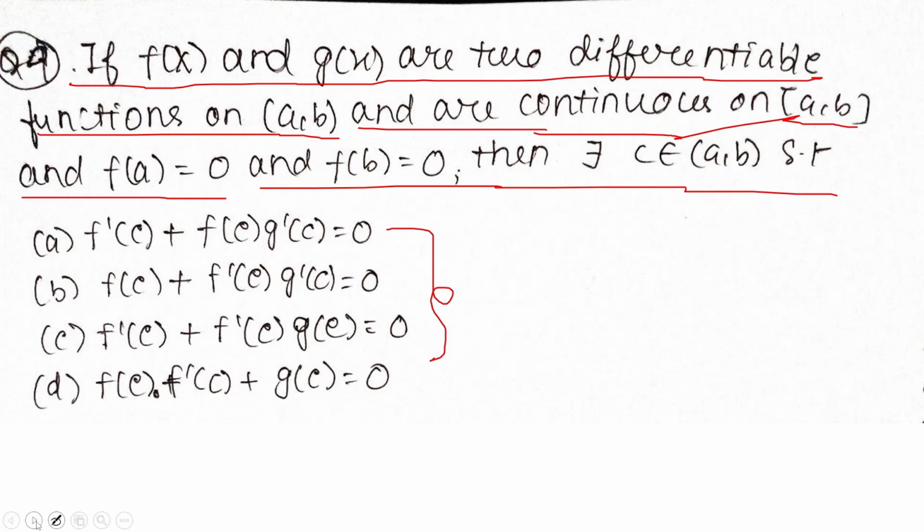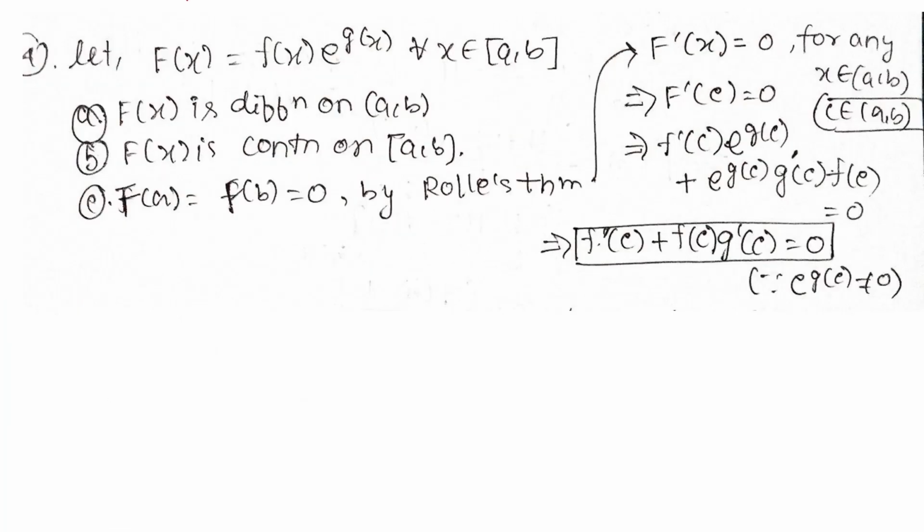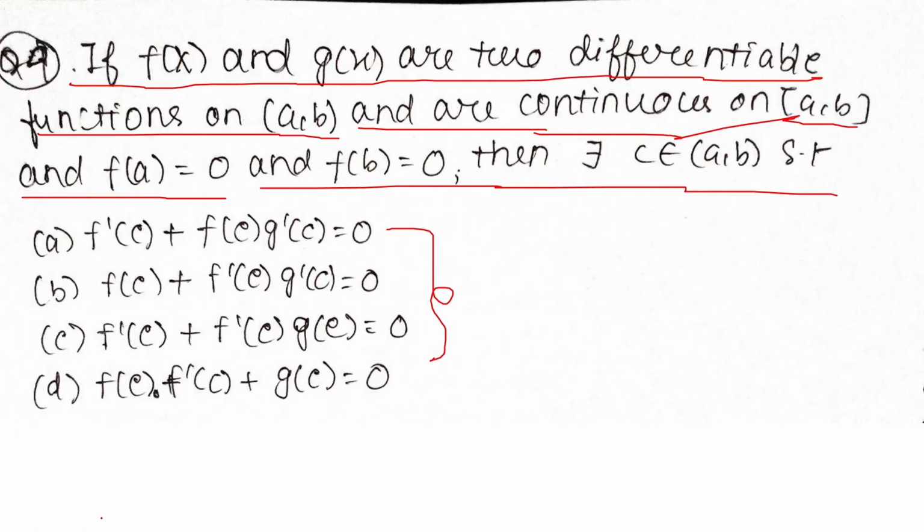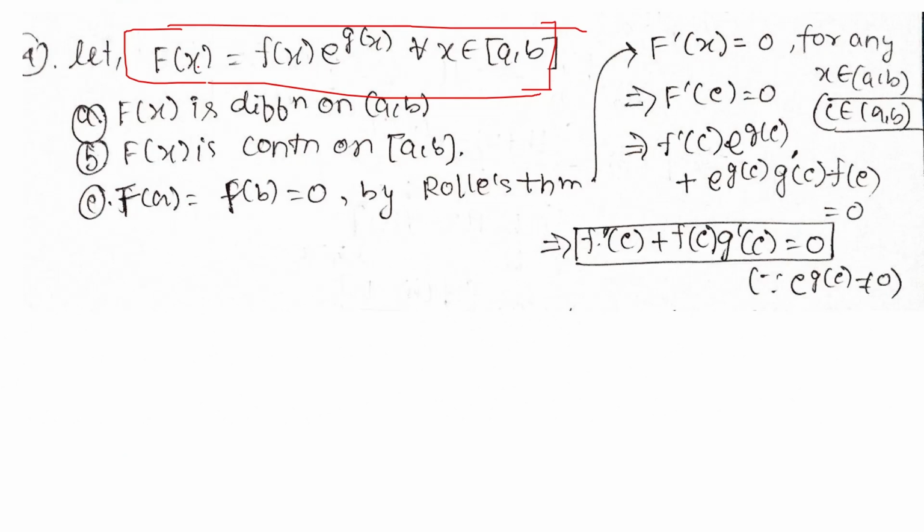So what can be the approach? Let's see. We have to take the function in a convenient way, so that we can use Rolle's theorem on that function. So we have taken it as f(x) times e to the power g(x) for all x belongs to (a, b). But f(x) is differentiable on (a, b).